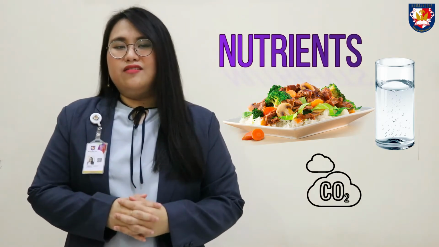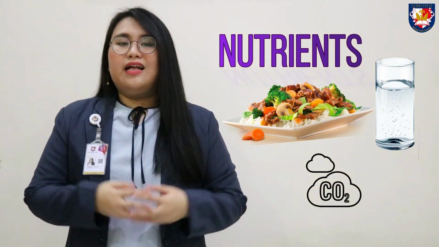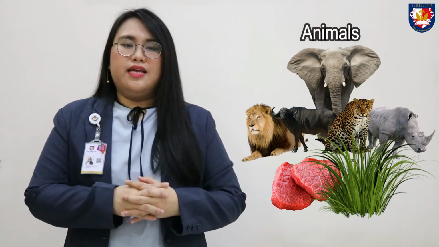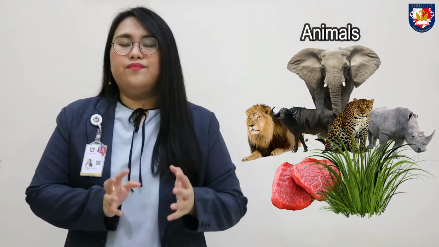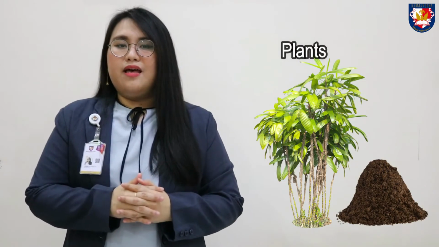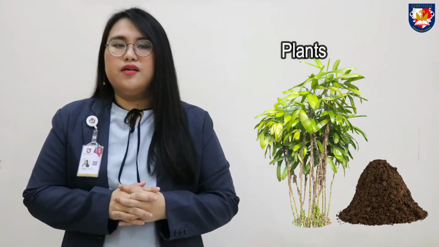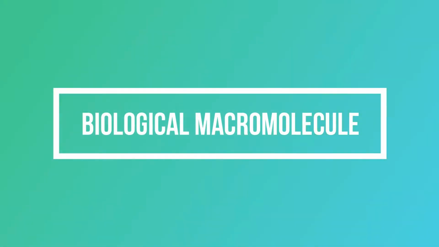So we know that all living organisms need to eat to get nutrients. The nutrients help them to survive and to grow taller, right? But the problem is that living things, whether plant or animal, cannot synthesize these nutrients. So how do they obtain these nutrients? For animals, they obtain them by consuming food. While plants obtain them by pulling the nutrients from the soil. And most of the nutrients are biological macromolecules.